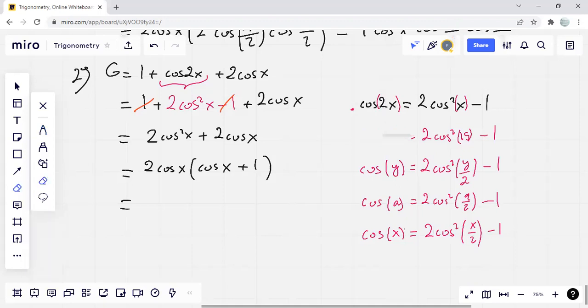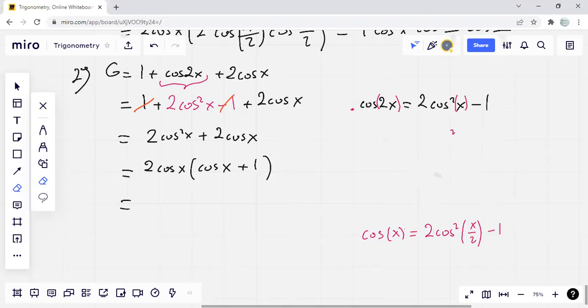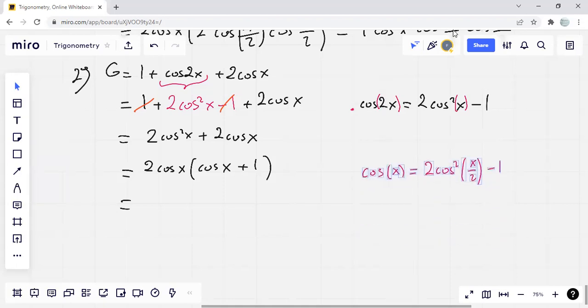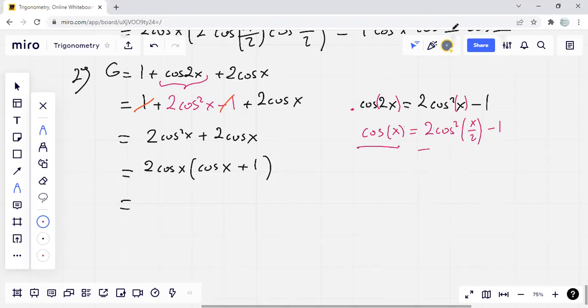Okay, let's now erase all of these. So these two formulas, this one and the one above it, are the same but written in different ways. We can say that cosine of 2x is equal to 2 cosine squared x minus 1, or the one we just wrote, that cosine x is equal to 2 cosine squared x over 2 minus 1. Why am I interested in this one?